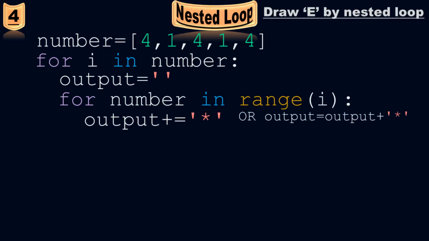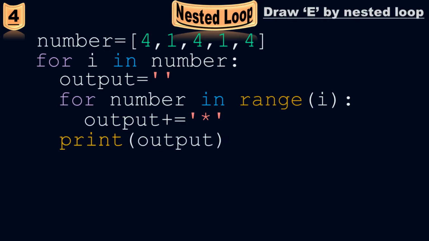You can also put output equals to output plus asterisk. You can go for any formula, it is up to you. Now to take the print of output, when you run it, you will get this output. So there you get the shape of E word in the output by using the nested loop.